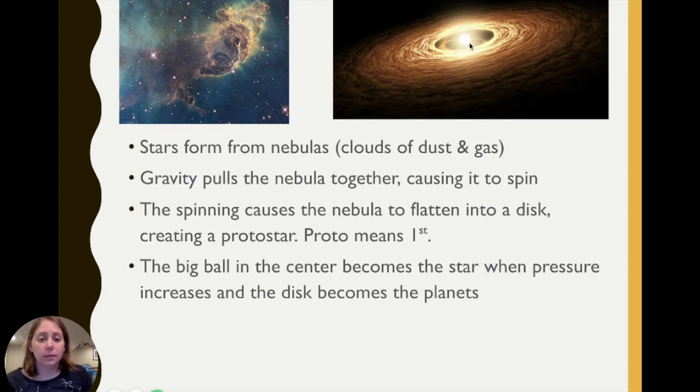When we get this light forming, again, it's not from fusion, it's just from a little bit of a glow from the intense pressure. When we get a little bit of glow, that's going to be called a protostar. The root word proto means first, so it's the first form of light that we would get. And then the big ball in the center would become a star.